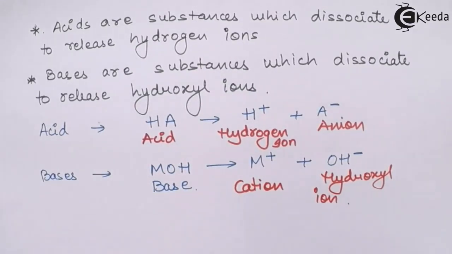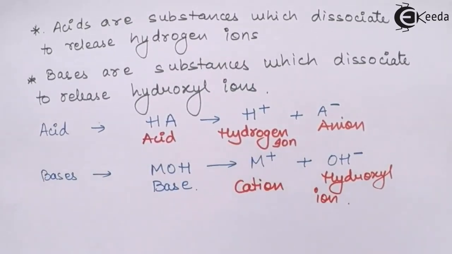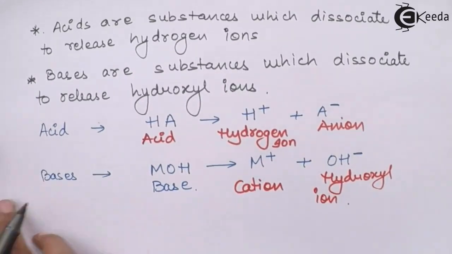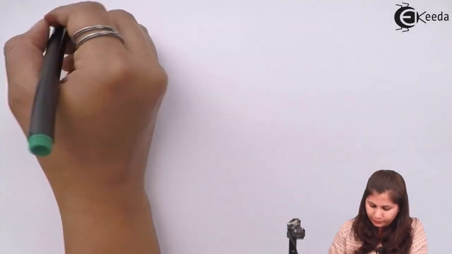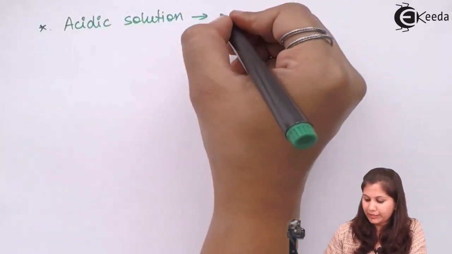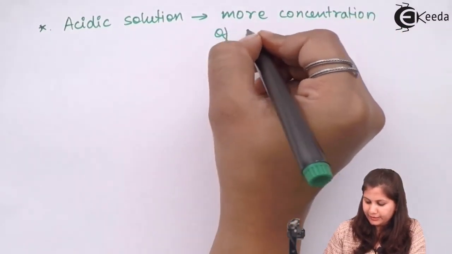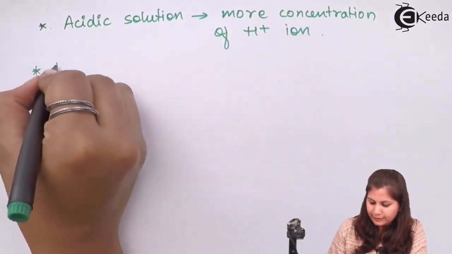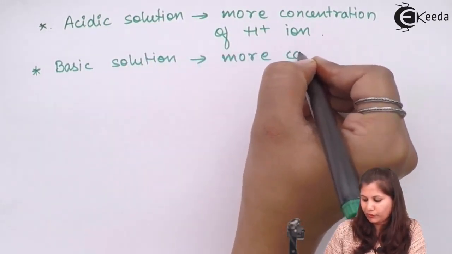So if we want to find out whether the solution is acidic or basic in nature, then if the hydrogen ion concentration is more, it means that it is acidic in nature. If the hydroxyl ion concentration is more, it means that the solution is basic in nature. So to find out the pH, we can either measure the hydrogen ion concentration or the hydroxyl ion concentration. If a solution is acidic, then it will have more concentration of hydrogen ions, that is H plus ions. And if it is a basic solution, then it is going to have more concentration of hydroxyl ions.